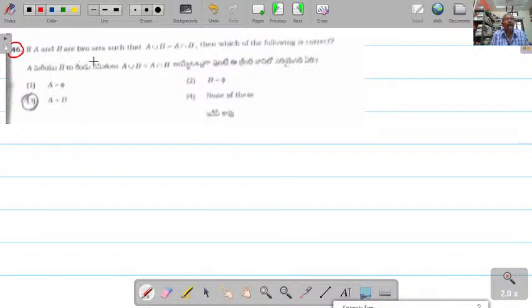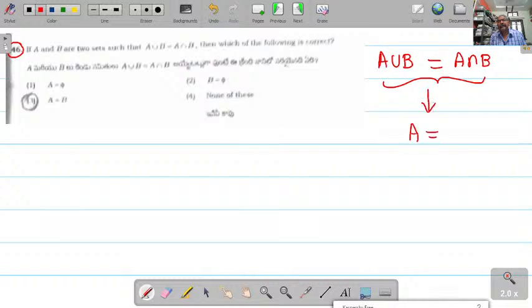If A, B are two sets and A union B is equal to A intersection B is given, this is possible only when both are equal sets. Not equivalent sets, equal sets. They should have the same number of elements and the same elements. So this third option is A is equal to B. You remember, A union B is equal to A intersection B only if A is equal to B.